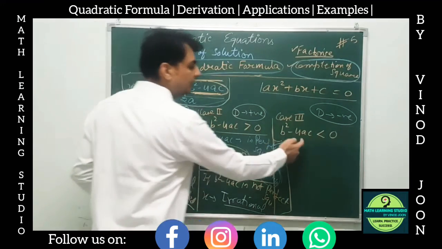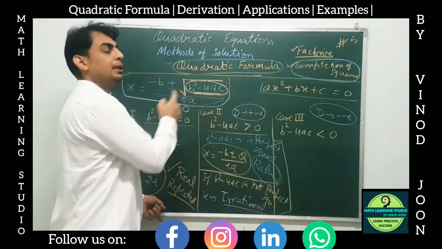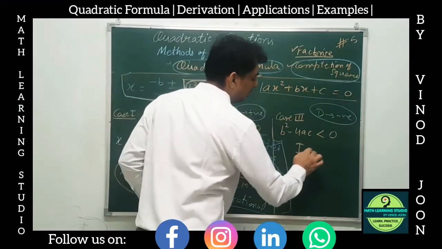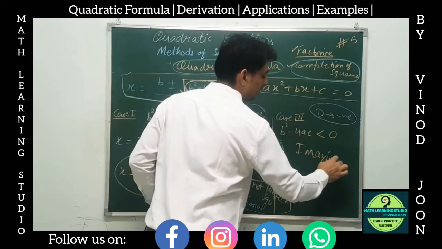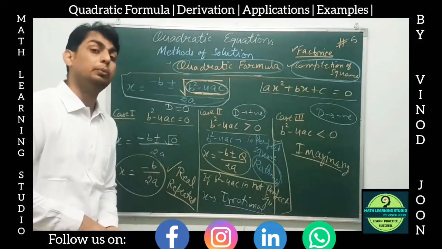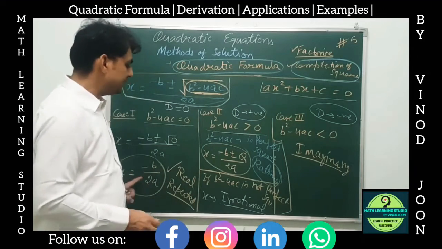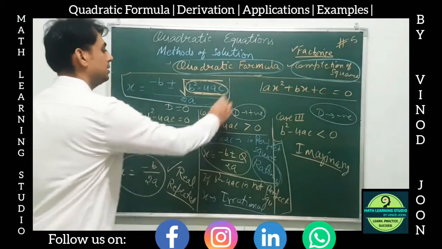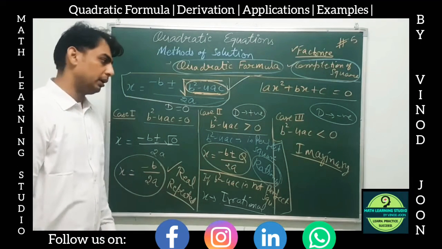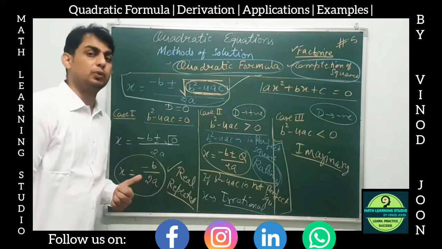So that means in this condition, when b square minus 4ac is less than 0, this value will not be a real value. So in this condition, imaginary roots will be there. Roots will be imaginary, means the roots will not be real. They will not be real values. Alright? So these three conditions are possible, and you can see how the quadratic formula only helps us to know these. Okay?